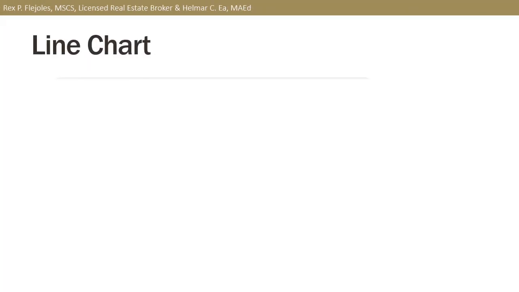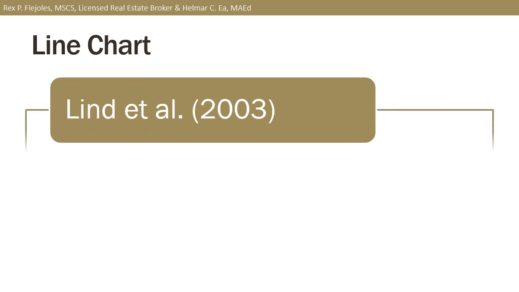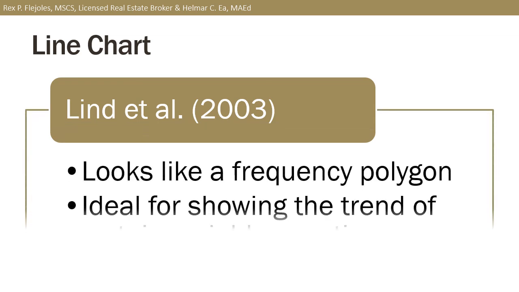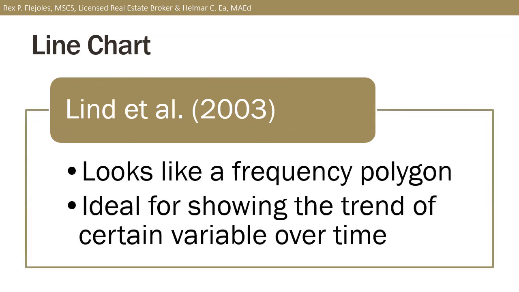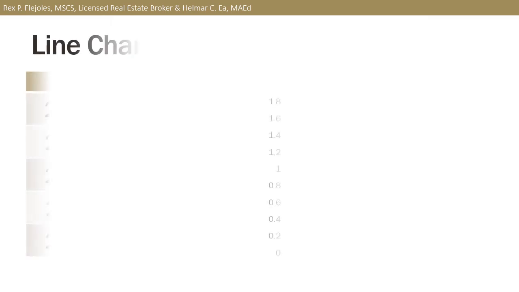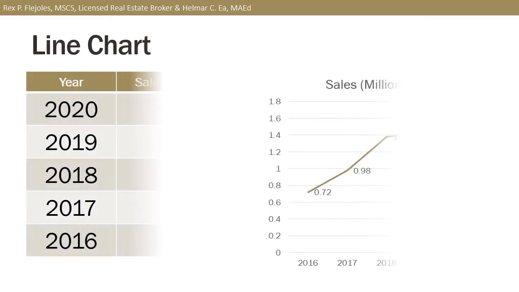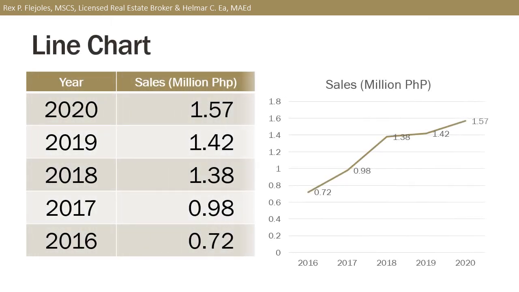Next graphical presentation is the line chart. Line chart looks like a frequency polygon. It is ideal for showing the trend of certain variable over time. This is an example of the use of line chart. The table shows the corresponding sales for each year. Opposite to it is the line chart.